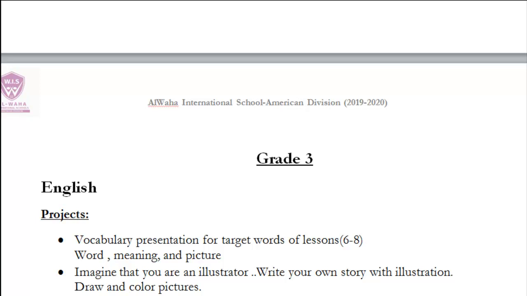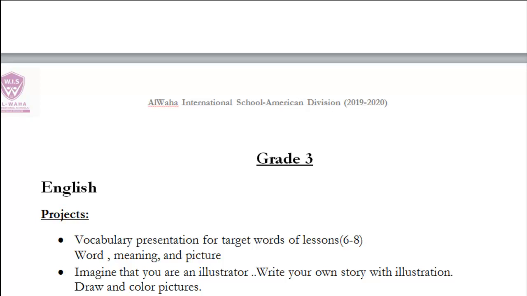As for grade 4, same thing. The first option is almost similar to all the lower grades: a vocabulary presentation for the target words of lessons 6, 7, and 8. The vocabulary presentation will be for the words, and a picture should be inserted.